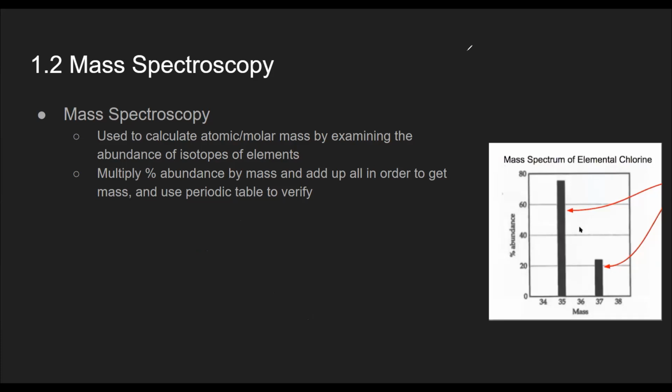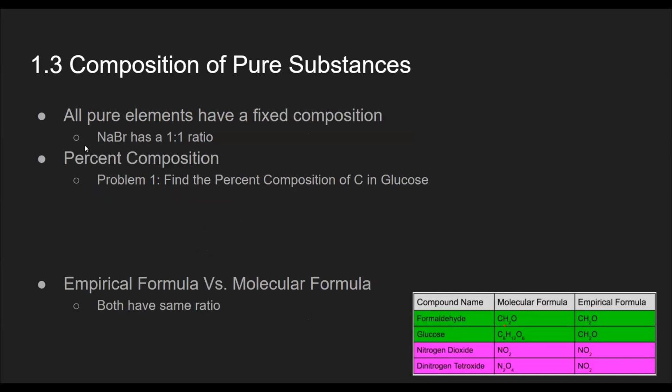So for all drawings, 1.3. All pure elements have a fixed composition. For example, sodium bromide has a 1-to-1 ratio. So we're going to find the percent composition of a substance. For this example, you have glucose, C6H12O6, and you have to find the amount of carbon in glucose. What you do is divide the amount of carbon by the molar mass of glucose. The molar mass of glucose is 180 grams per mole.